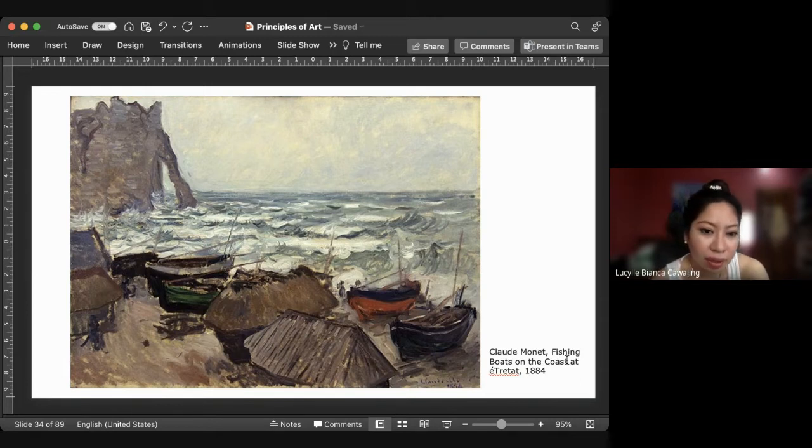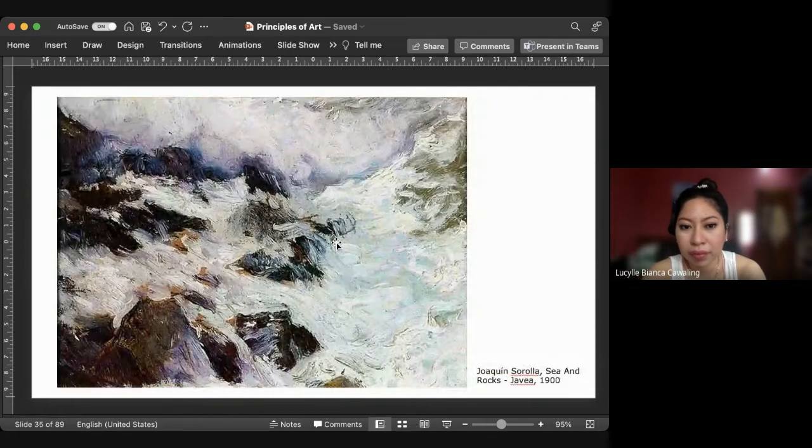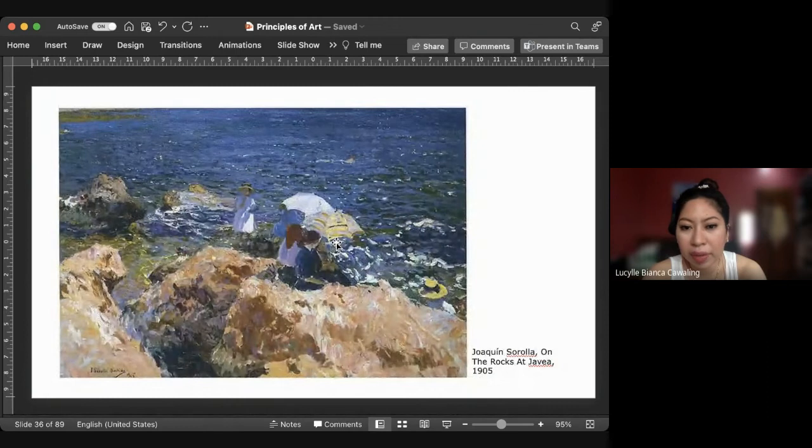But if you could see also the contrast helps, the white and the gray or the dark hues helps also with putting movement on the sea. You can see how there is an alteration of the gray and the lighted area. So this is by Joaquin Sorolla, Sea and the Rocks. And then you also have another by Joaquin Sorolla, The Rocks at Javea. If you could see how his brushstrokes implies movement.